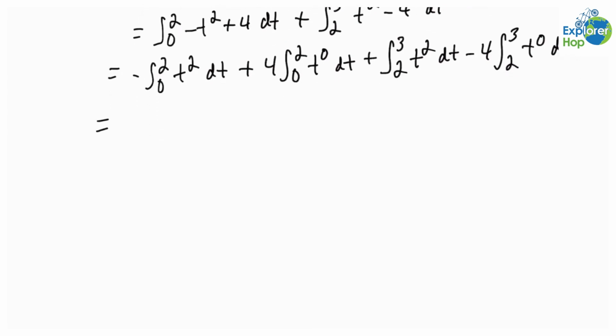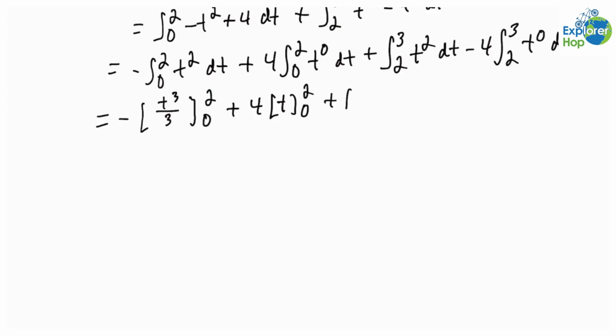So this is equal to negative t cubed over 3 evaluated from 0 to 2 plus 4 times t evaluated from 0 to 2 plus t cubed over 3 evaluated from 2 to 3 minus 4 times t evaluated from 2 to 3.